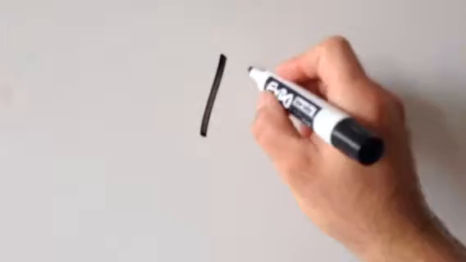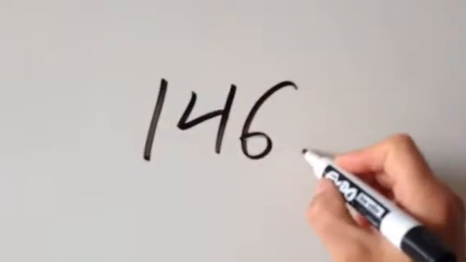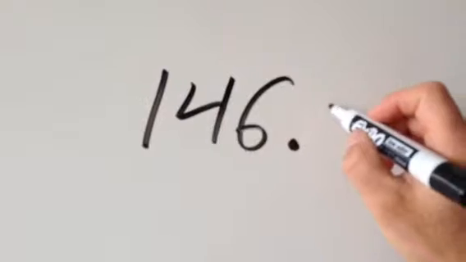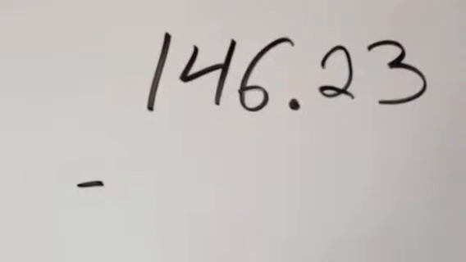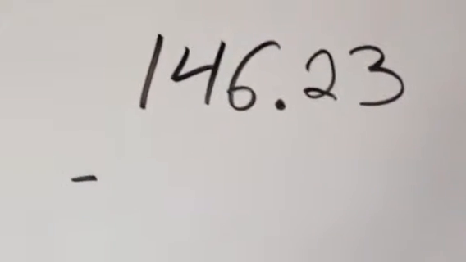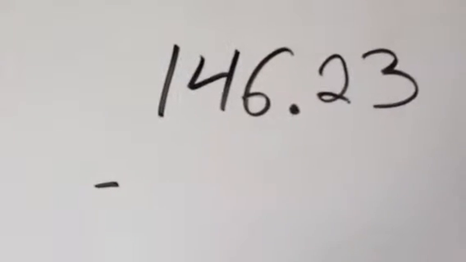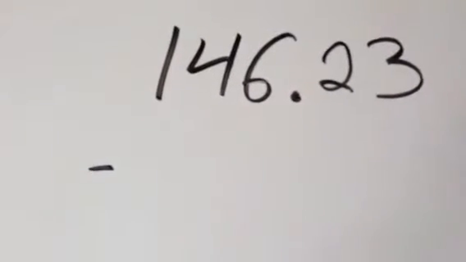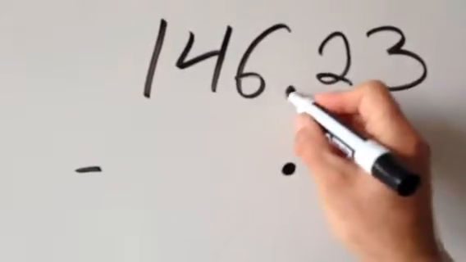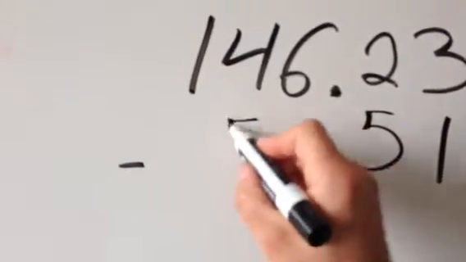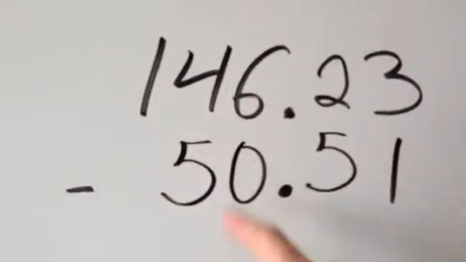All right. Subtraction. Subtraction is extremely similar, and we'll just go in the other direction. Again, you want to line everything up, and we'll do a decimal in this one. Let's do our $146, and let's say we have a little change, 23 cents. And we're going to subtract $50 and 51 cents. The most important thing again is to line everything up correctly. Line up those decimal points and line up those 10s and those 1s.